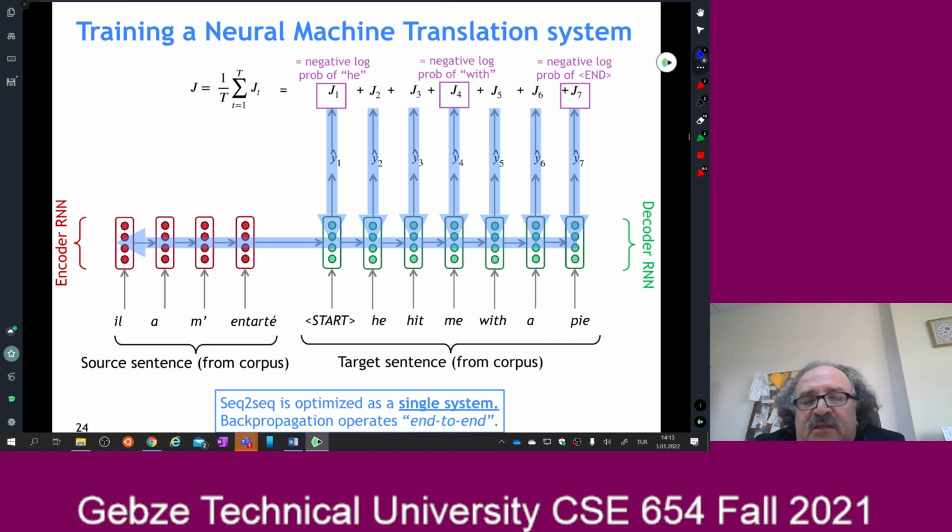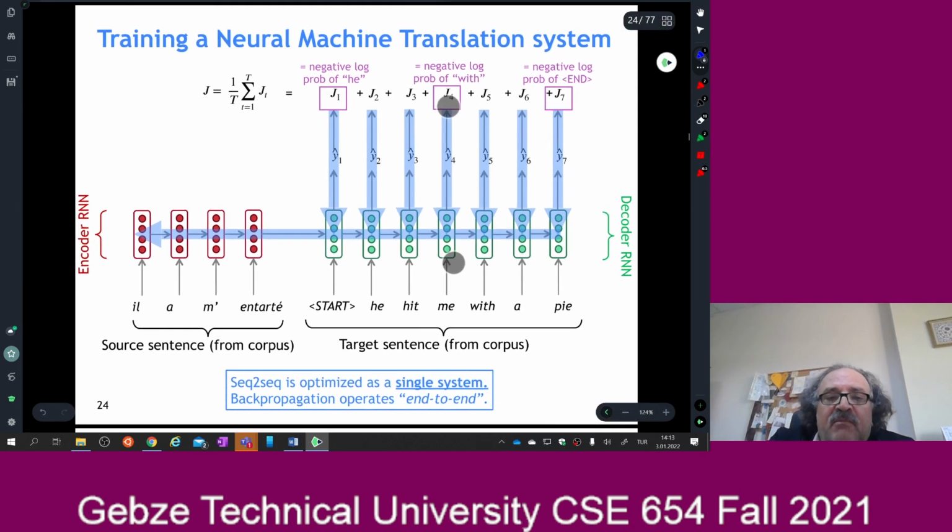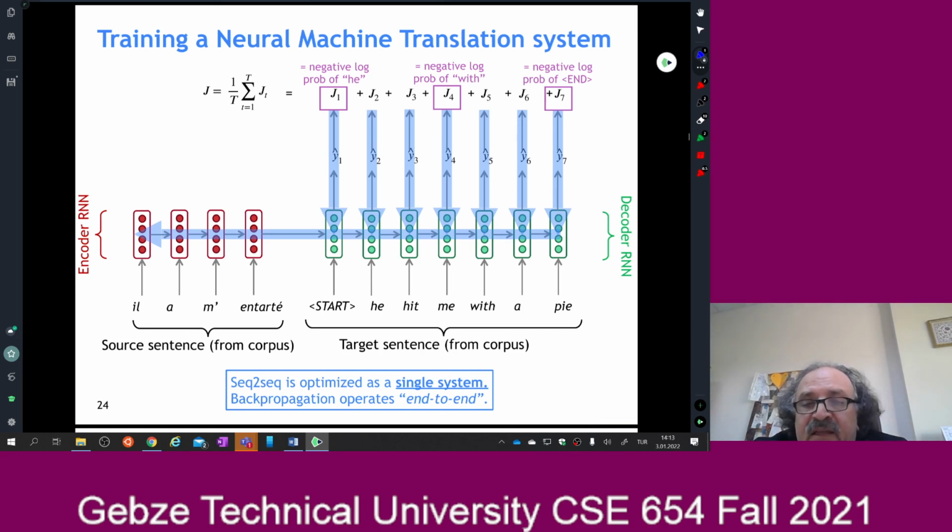If my loss value is increased, then I take the gradient of this value with respect to the parameters here, the weights here, and also the parameters there. So at the end, my gradient descent will find me the weights of this decoder part and the weights of the encoder part, and that will be my translation system. My sequence-to-sequence system is optimized as a single system, and the backpropagation operates end-to-end.